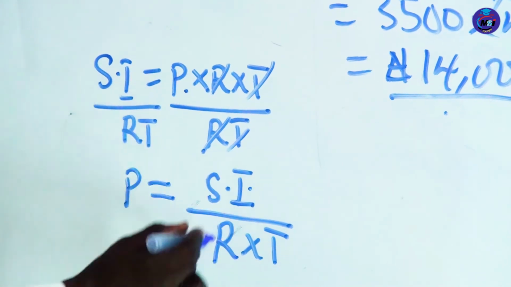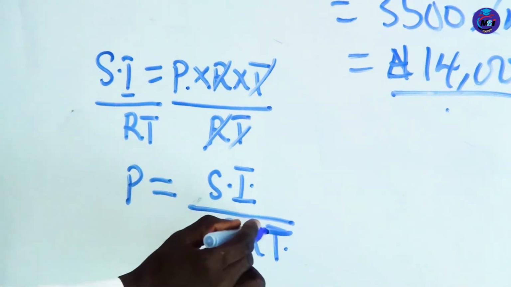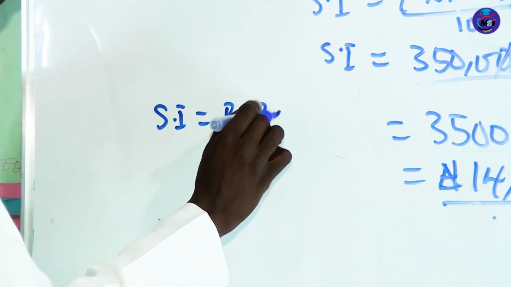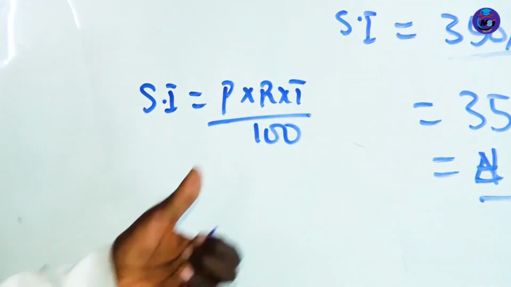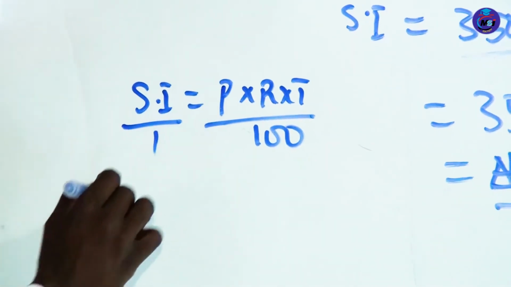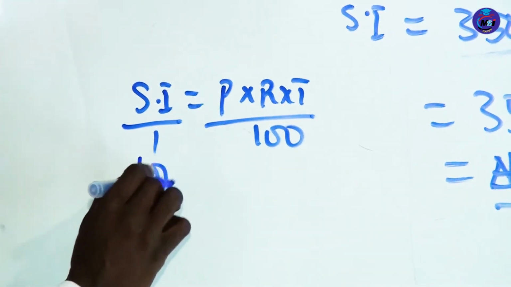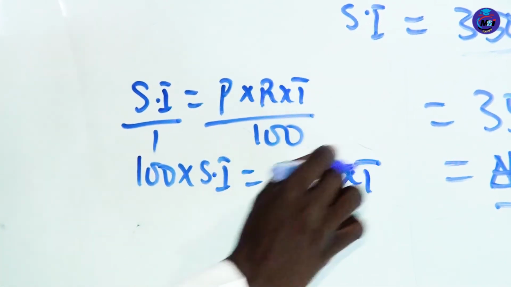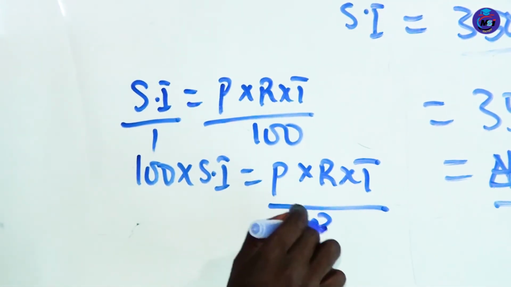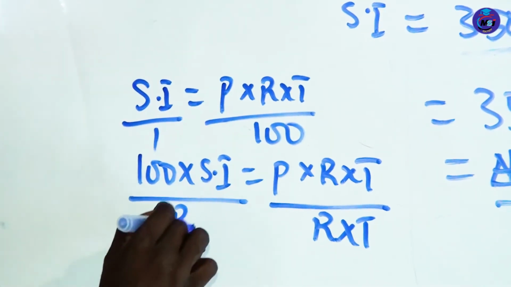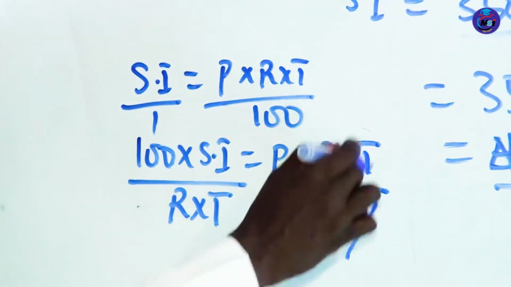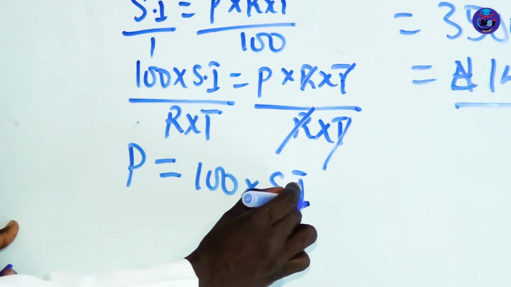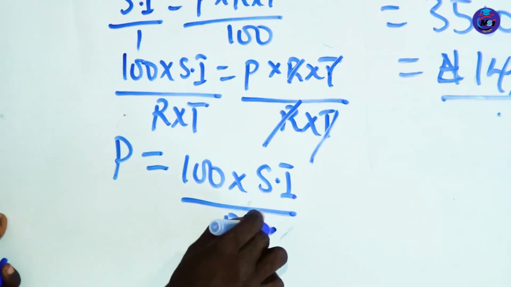You know, SI is simple interest, R is rate, and T is period. Simple interest equals P times R times T all over 100. Want to find P? Divide this by 1. When you cross multiply, you have 100 times simple interest equals P times R times T. You are looking for P. You divide both sides by R times T. R cancels R, T cancels T. So P will give us 100 times SI, which is simple interest, divided by R times T.